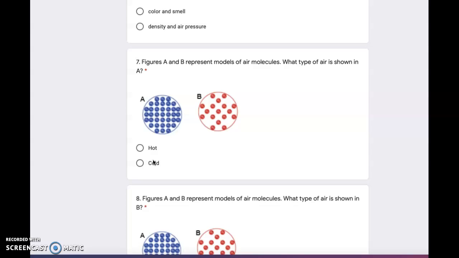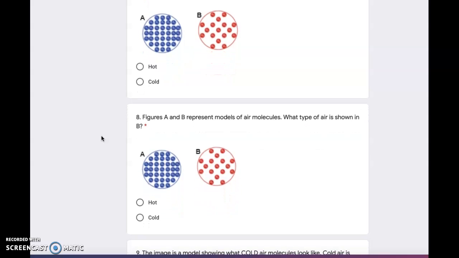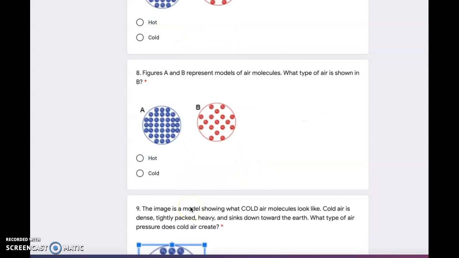Number 7. Figures A and B represent models of air molecules. What type of air is shown in A? Hot or cold? Number 8. Figures A and B represent models of air molecules. What type of air is shown in B? Hot or cold?